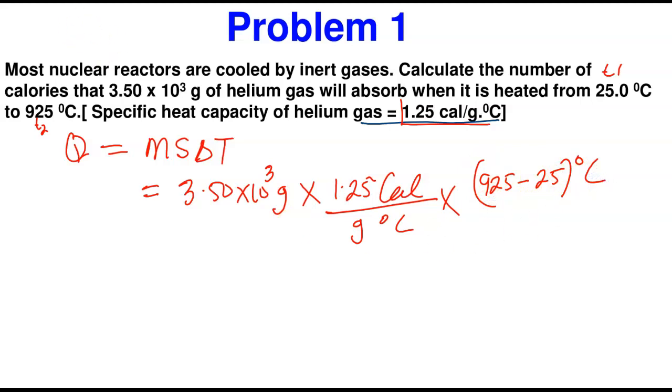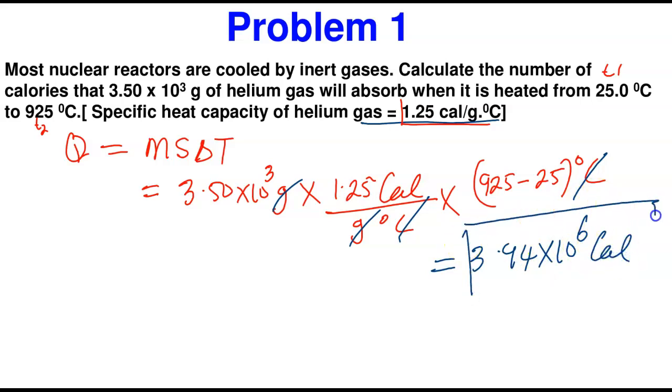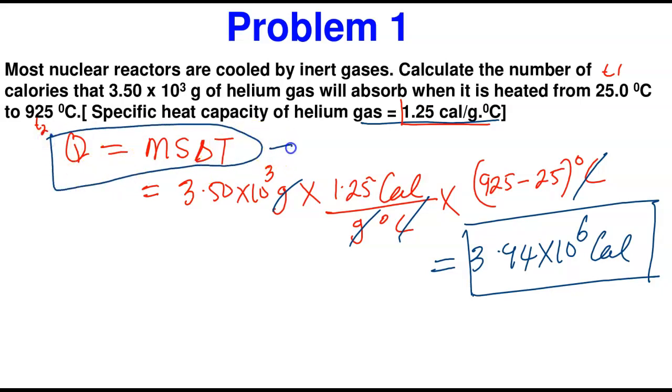And then if we cancel out everything, this will cancel this, this will cancel this. And if you multiply everything together, that will give us 3.94 times 10 to the power of 6 calories. And this becomes our answer. Anytime it involves a change of temperature, you're going to use this formula. Remember, this formula corresponds to a change in temperature. Whereas if it involves a change of state, you're going to use the formula for the heat of vaporization or the formula for the heat of fusion.